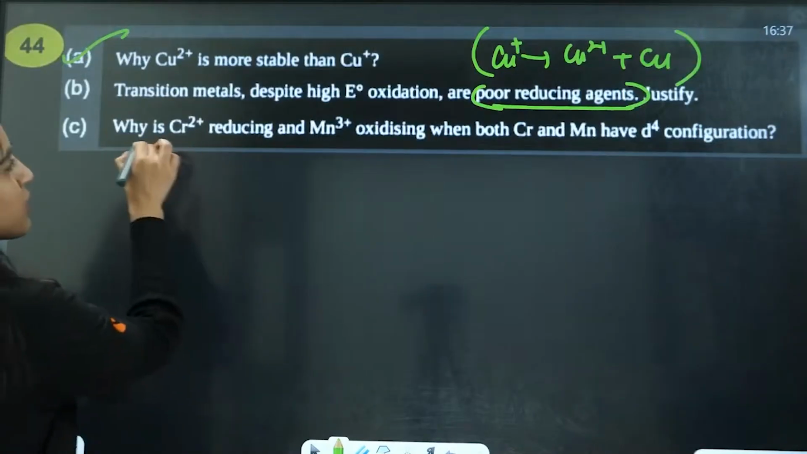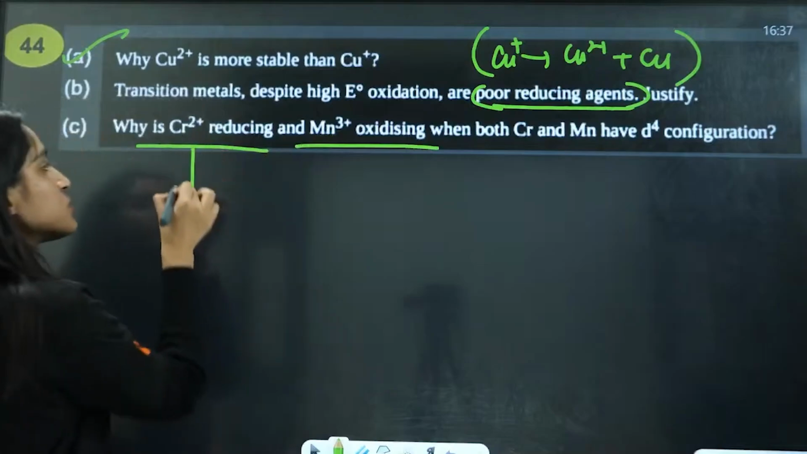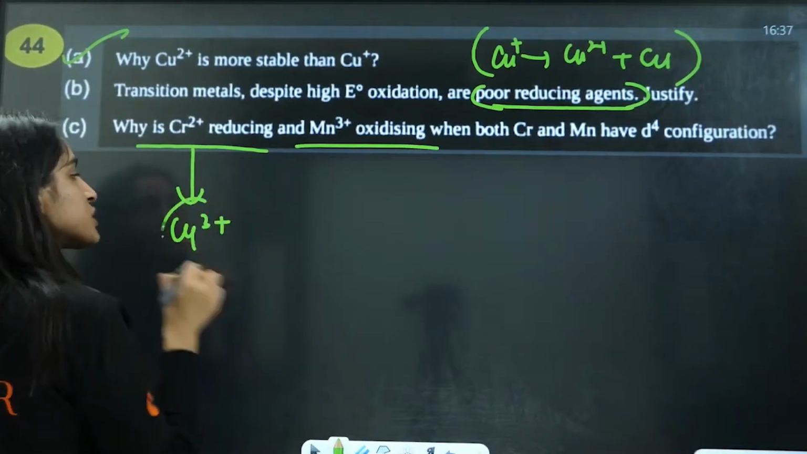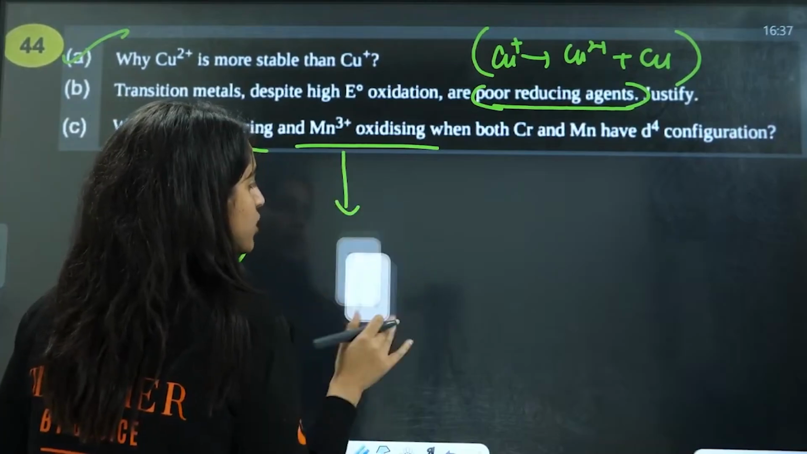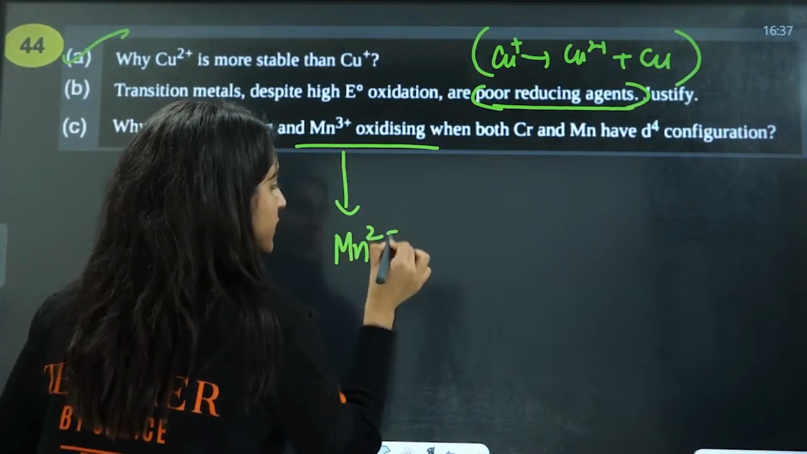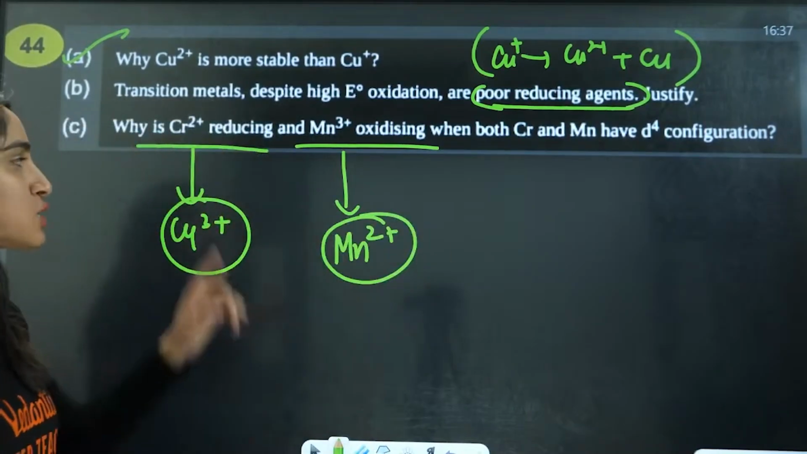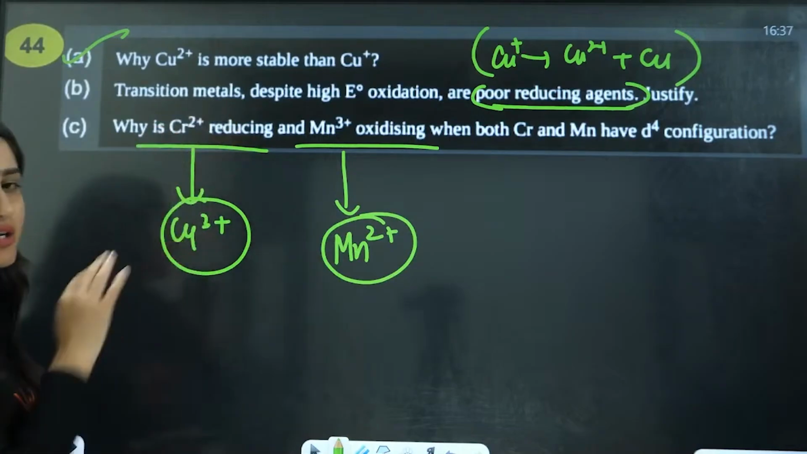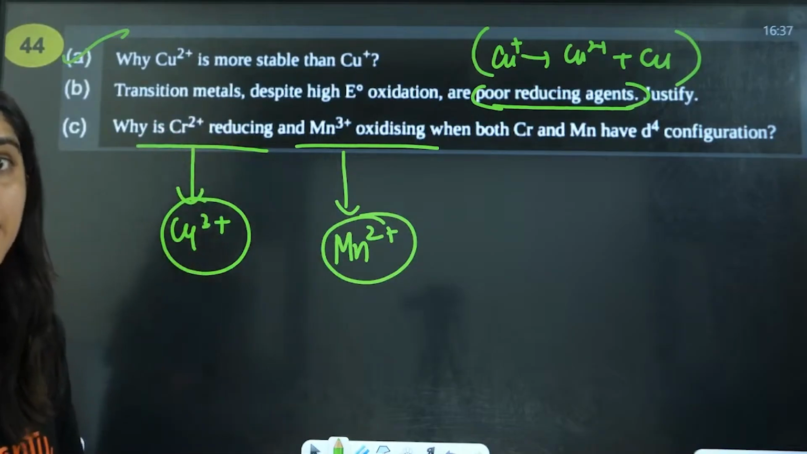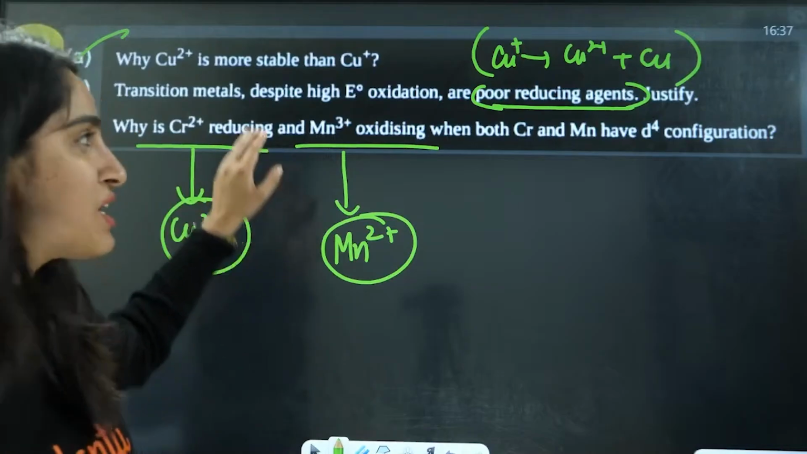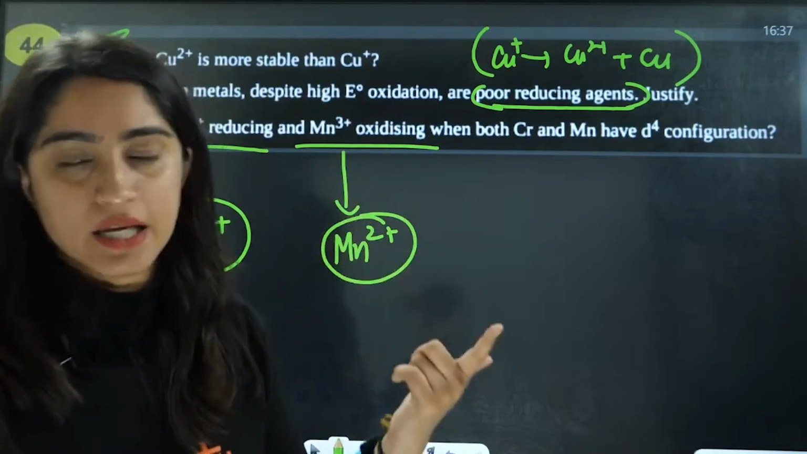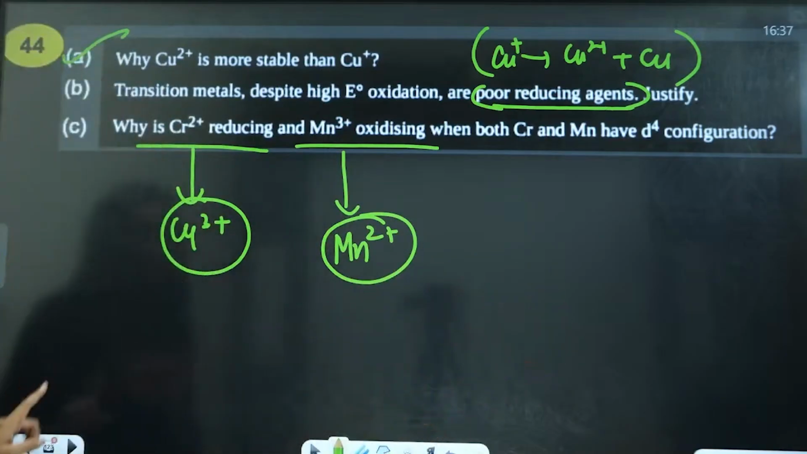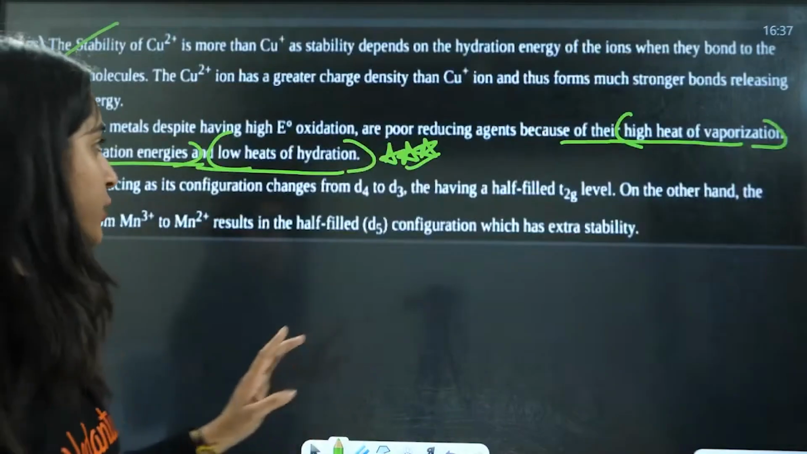Now next is, why is Cr2+ reducing? Because Cr2+ is more stable in the Cr3+ state, so it will get oxidized and behave as a good reducing agent. Mn3+ is more stable in the Mn2+ state, so it will get reduced and behave as a good oxidizing agent. Yes, very good. Hydration enthalpy is low. Very good.